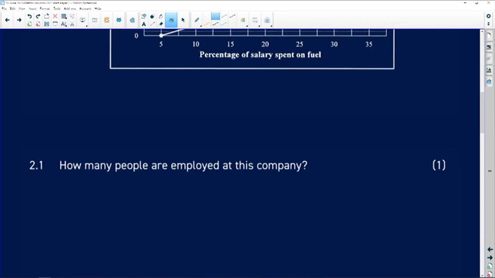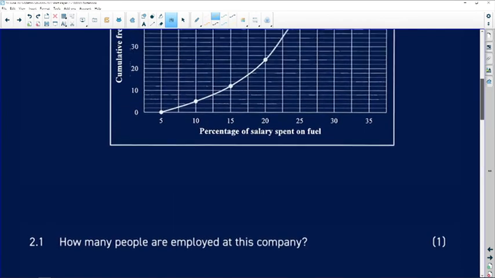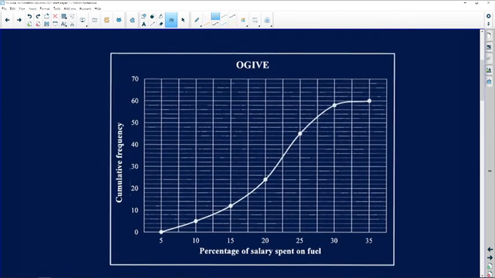So now the first question, 2.1, says how many people are employed at this company? Now if you know what cumulative frequency talks about, it's an adding or a running total. It's like what happens over time. So just keep adding whatever you're finding as the new value. For example, if you look on the y-axis, it will tell you that after we have done the survey, in total, we ended up with the highest value of the cumulative frequency here being 60.